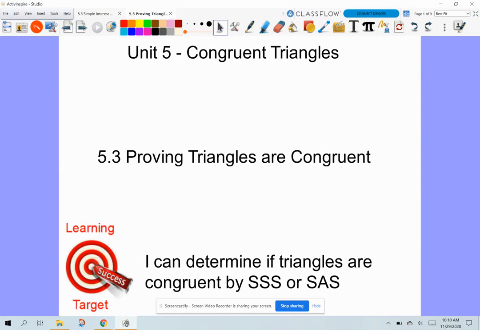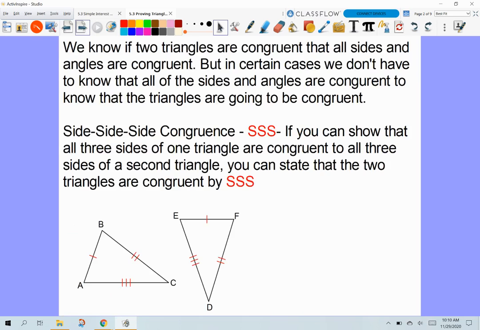So we're going to move forward with congruent triangles and how to actually prove that triangles are congruent. What we've done for the last week or so was how to work with congruent triangles, what it meant for triangles to be congruent. And the big thing I want you to take away from this today is you don't have to know all the pieces of one triangle are congruent to all the pieces of another triangle to be able to tell me that they are congruent.